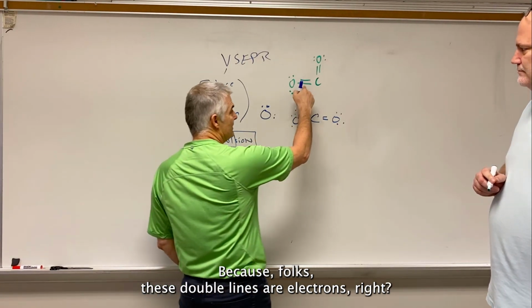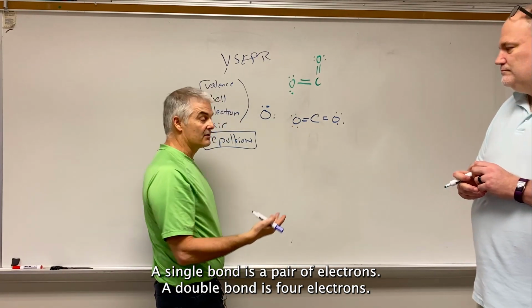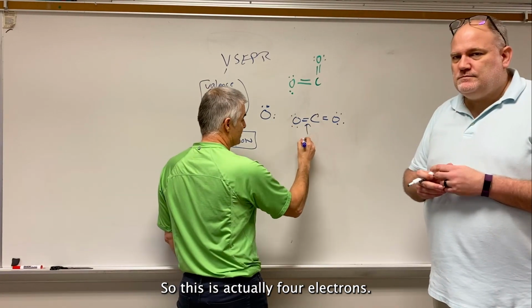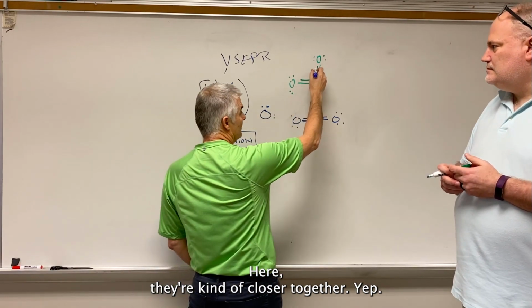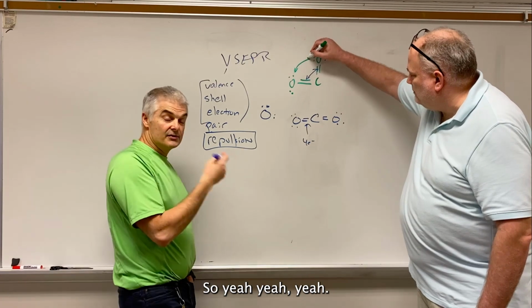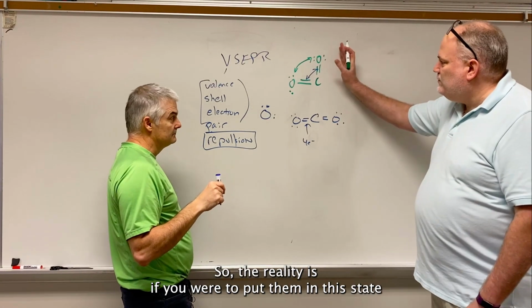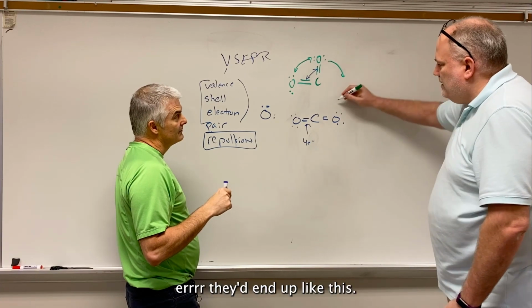Because, folks, these double lines are electrons, right? A single bond is a pair of electrons. A double bond is 4 electrons. So this is actually 4 electrons. And the point is the electrons want to stay away from each other. Here they're kind of closer together. Yep. And these ones here are even closer together as well. So the reality is if you were to put them in this state right here and they stayed there, on their own they'd end up like this.